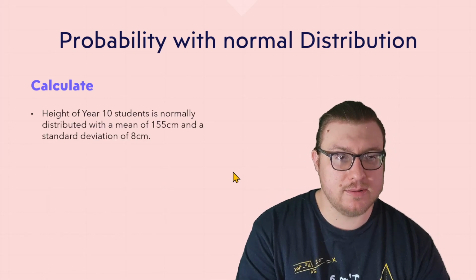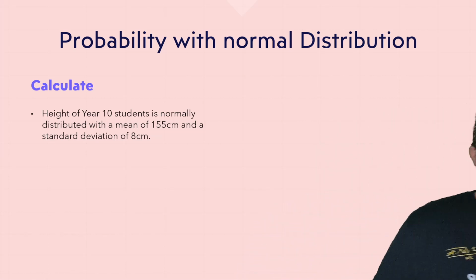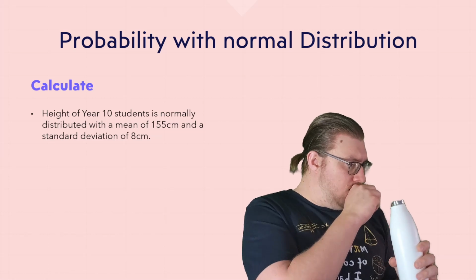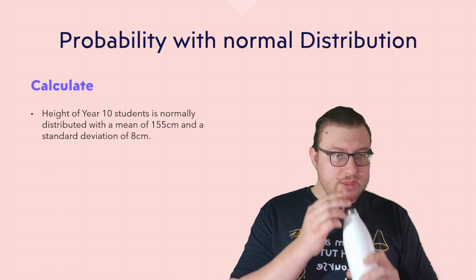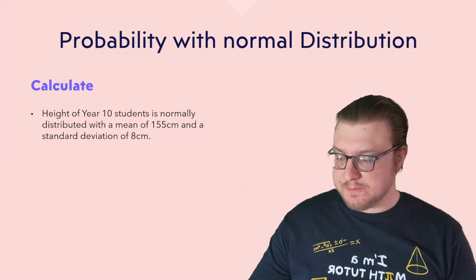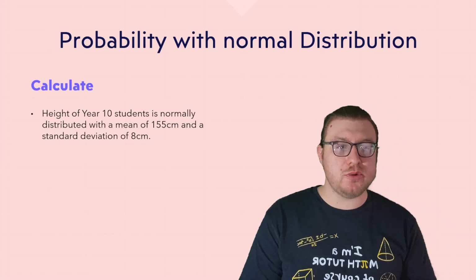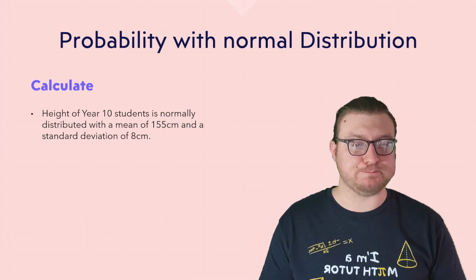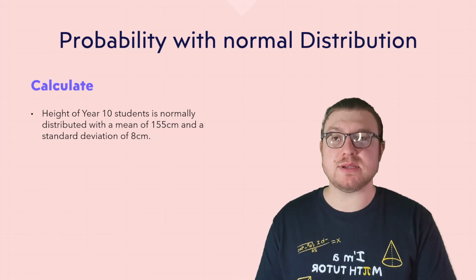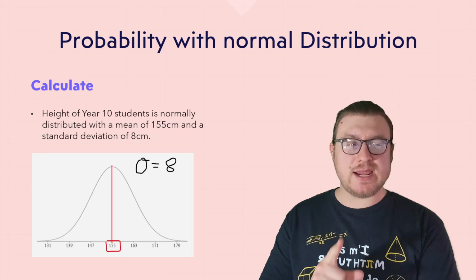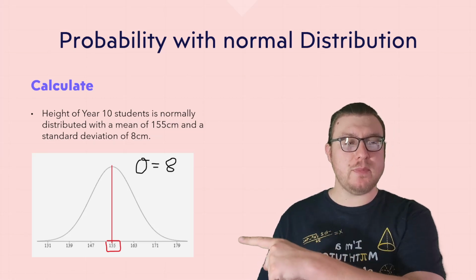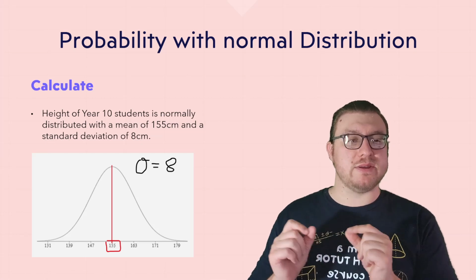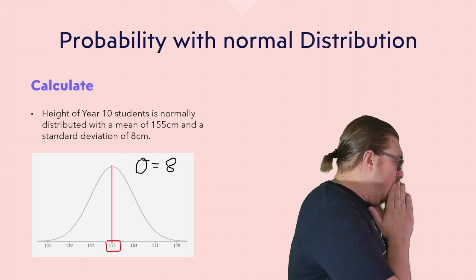Okay, let's have a go at some of these. The height of a year 10 student is normally distributed with a mean of 155 and a standard deviation of 8 centimeters. Remember, the first thing that we're always going to do is draw a picture. Try and get better at drawing those normal distributions, and remember they're not touching the x-axis in your drawing, even though they get so close in the picture that it does look like it.